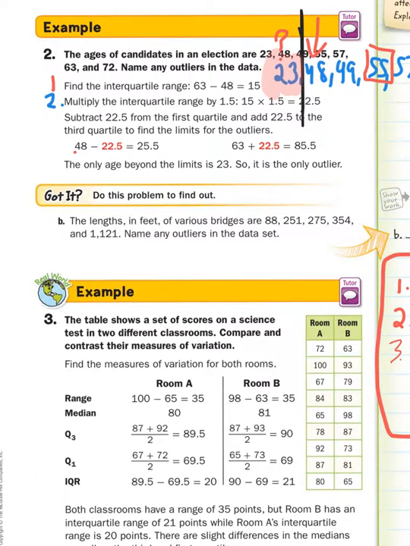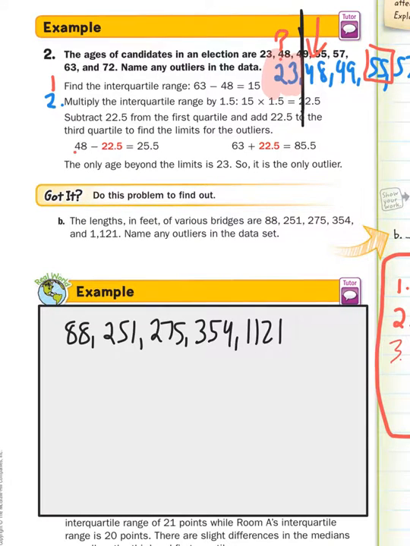If you are not sure, you can do this one with me. If you think you can do it, pause it and start it. Okay, go ahead. All right, so I have the numbers in least to greatest order here to help me start out. The first thing I need to do is find the interquartile range. So we're going to find the IQR.